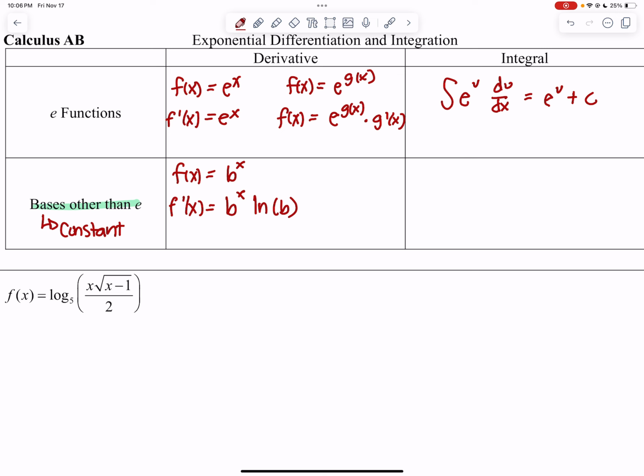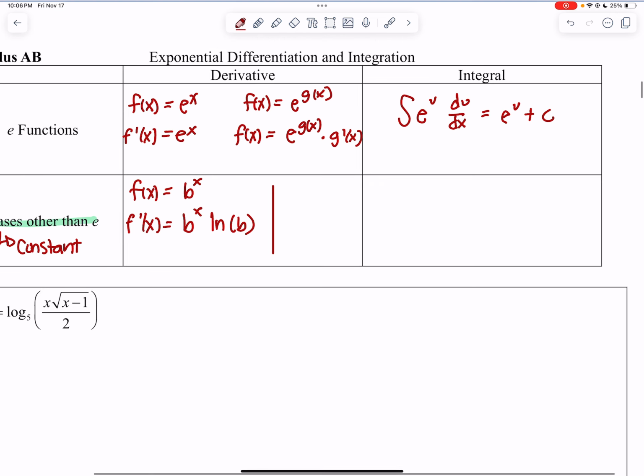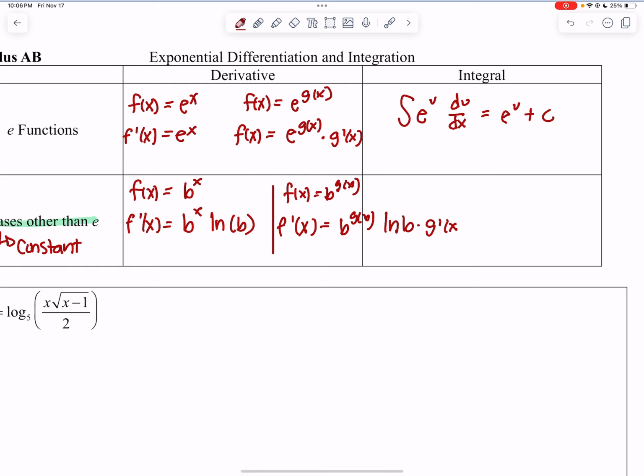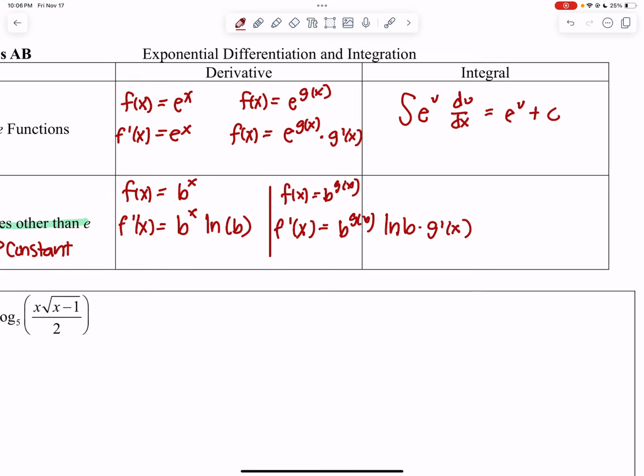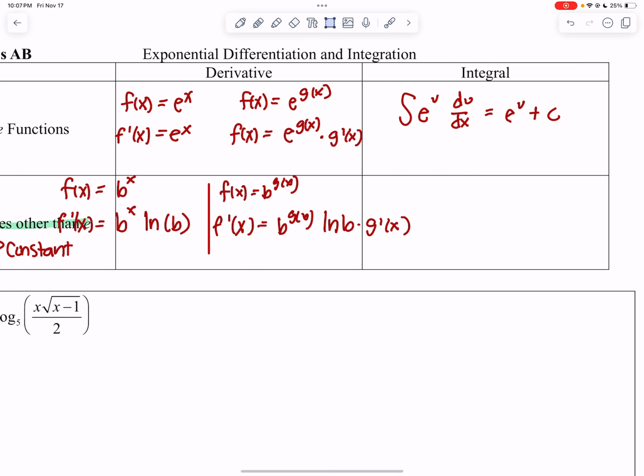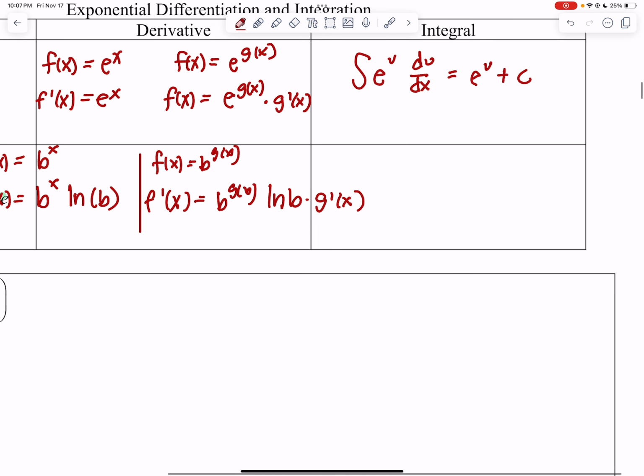If you have a function, however, let's say that you have b to the g of x, then that is going to be b to the g of x ln of b times g prime of x. There you go. All right, so if you do that, then the integral of b to the u ln of b du dx is going to be b to the u plus c, whatever u is, in this case, our function.